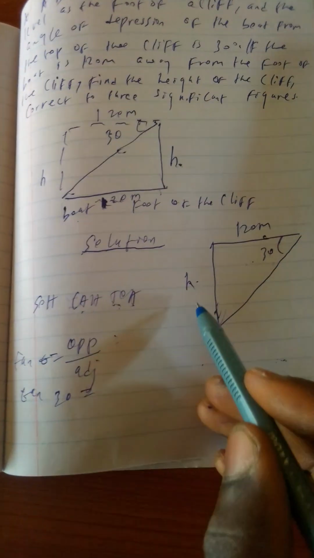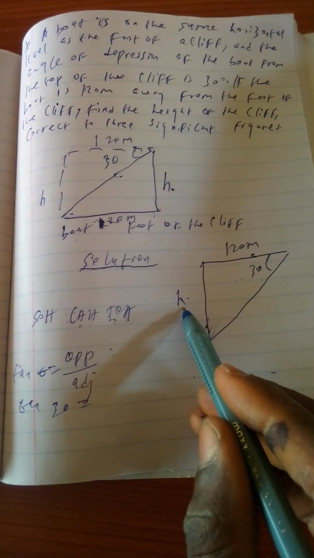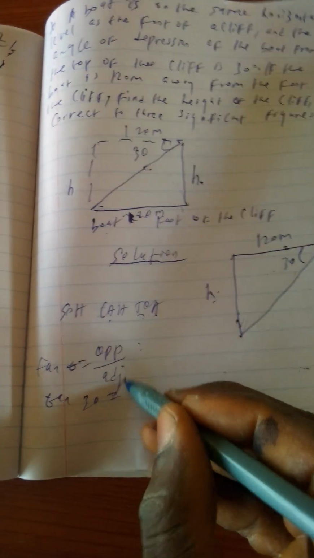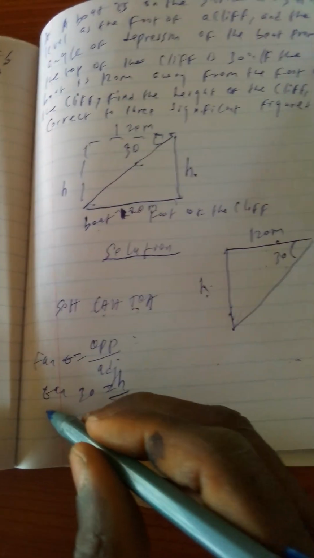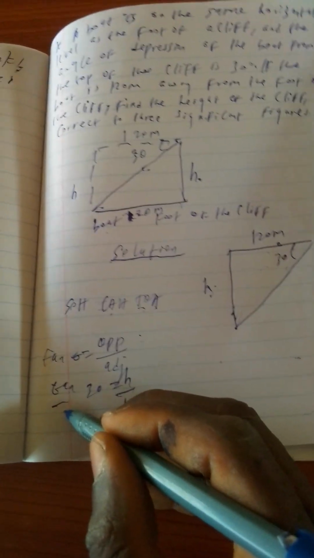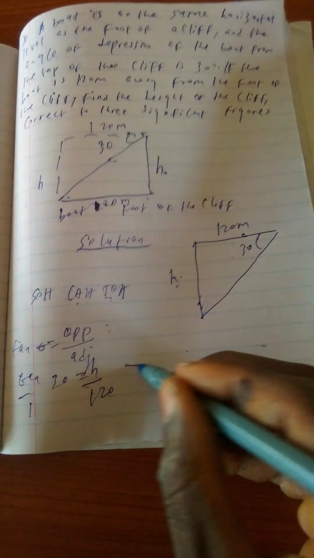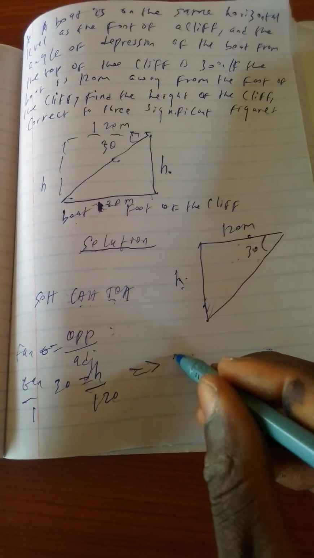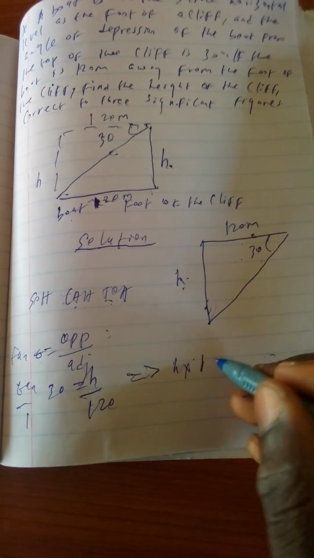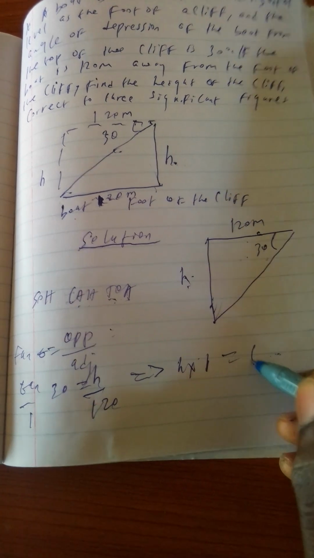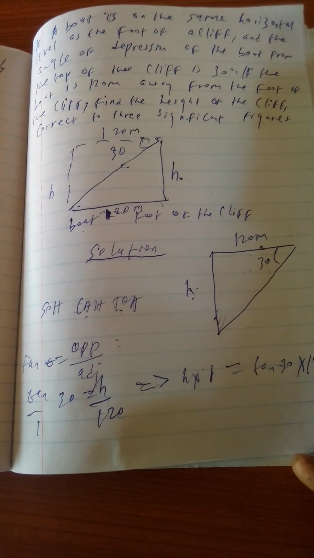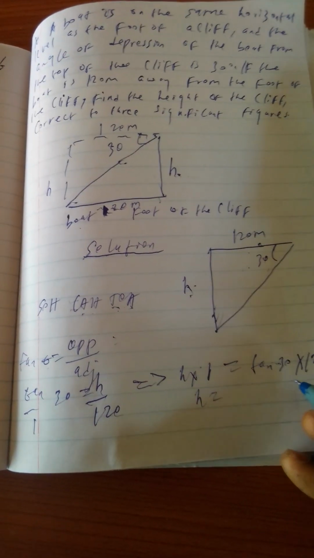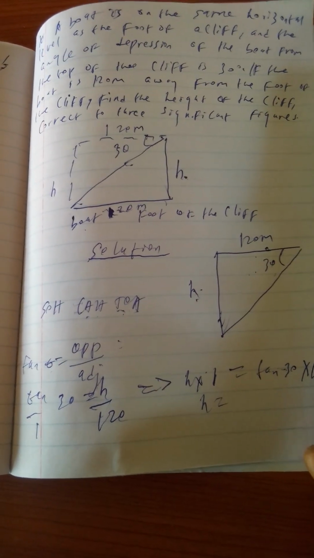So it equals opposite over adjacent. The opposite is h, which is the height, and the adjacent is 120 meters. So we can balance here with 1, and cross multiply. So we have h multiplied by 1, which equals tan 30 multiplied by 120. h multiplied by 1 is h. So h equals tan 30 multiplied by 120.